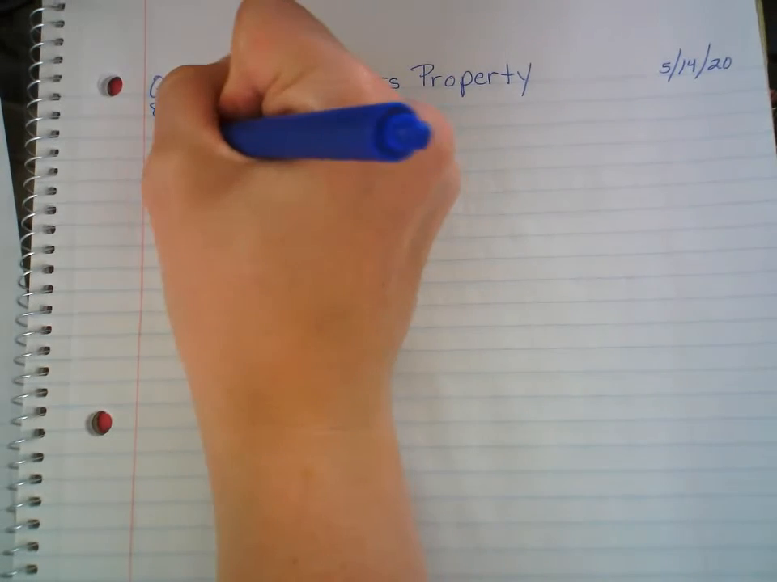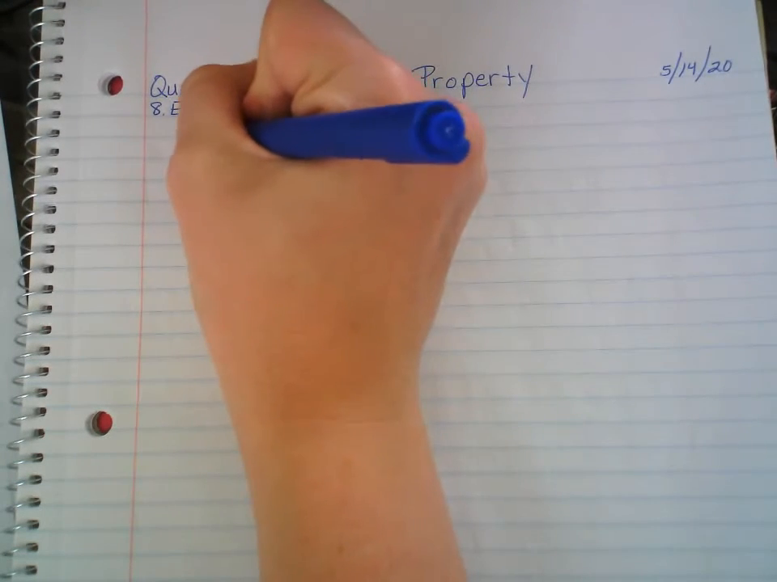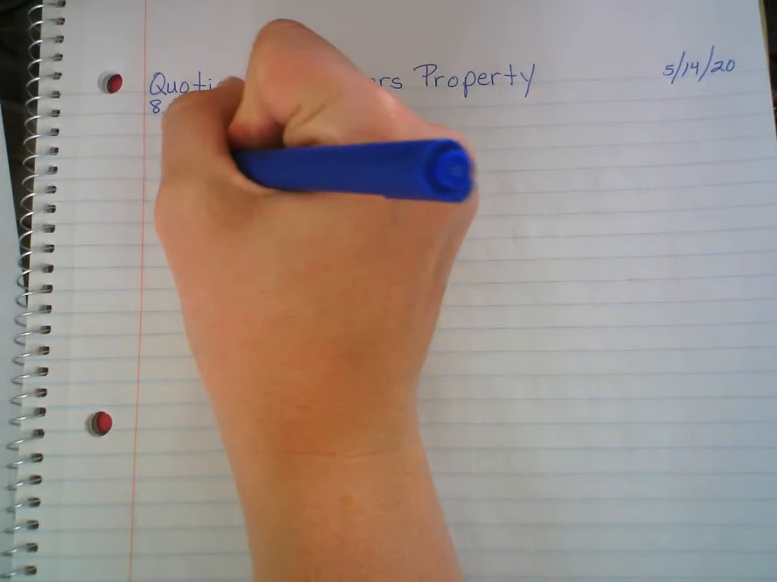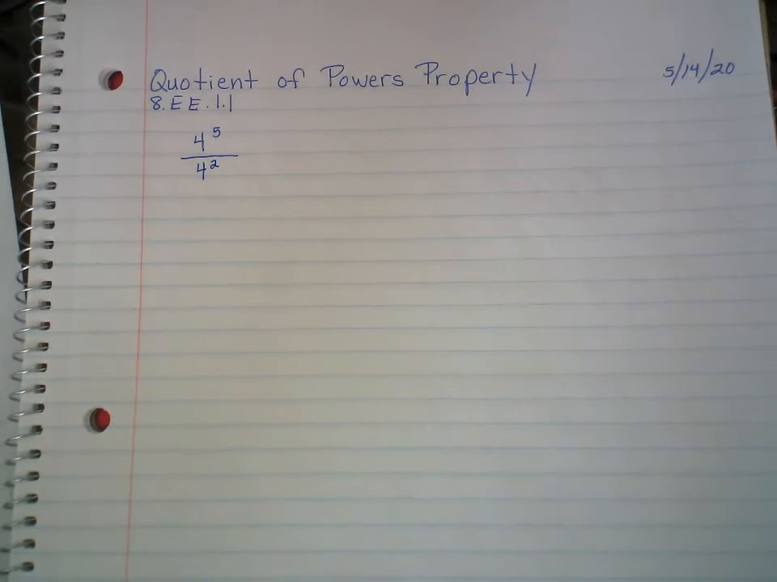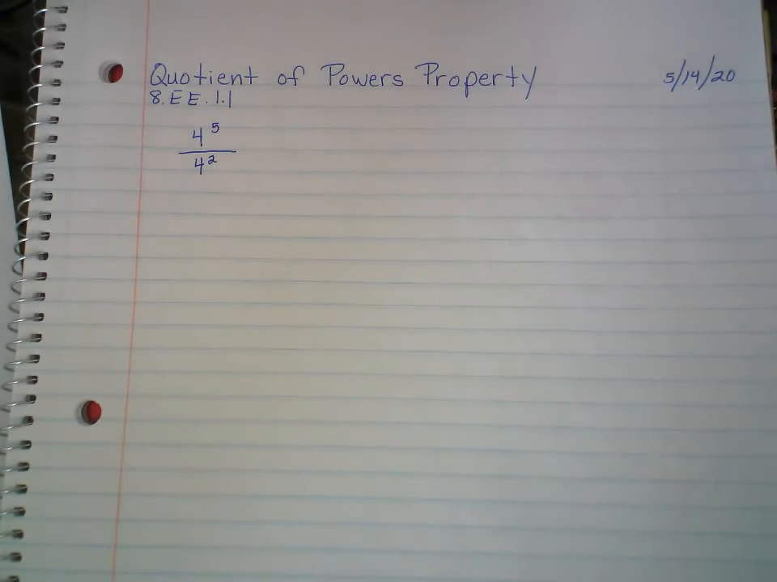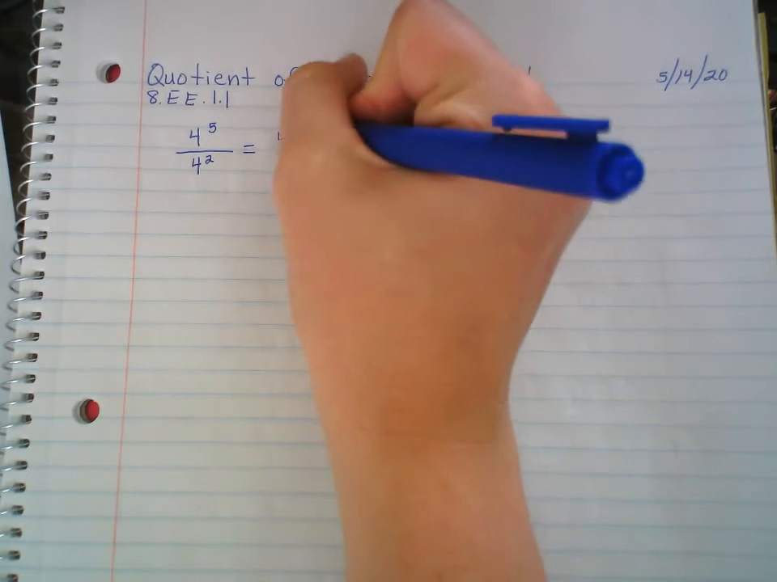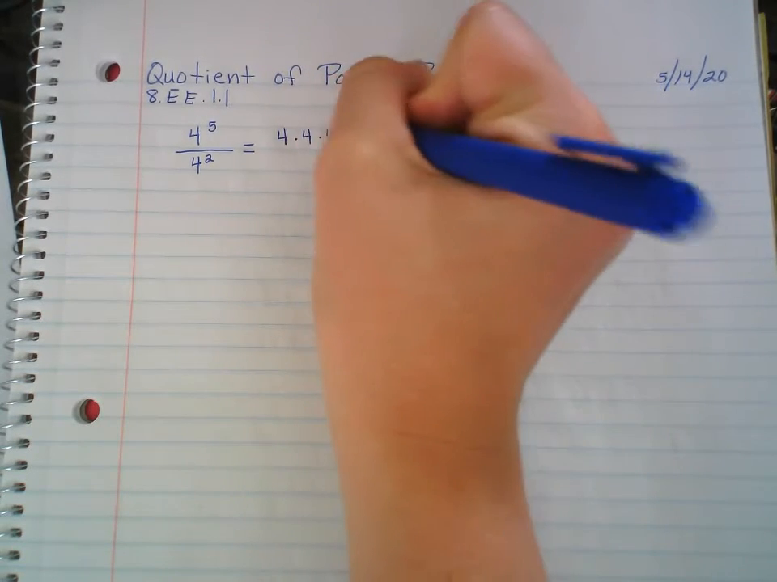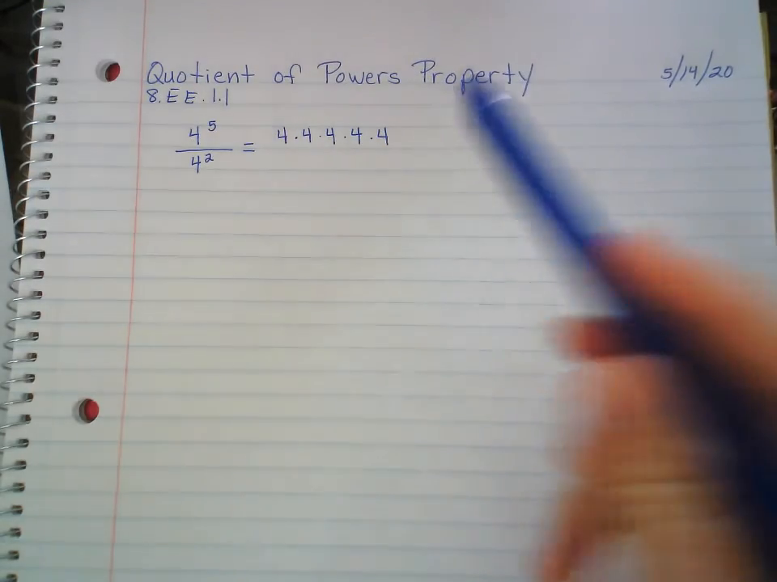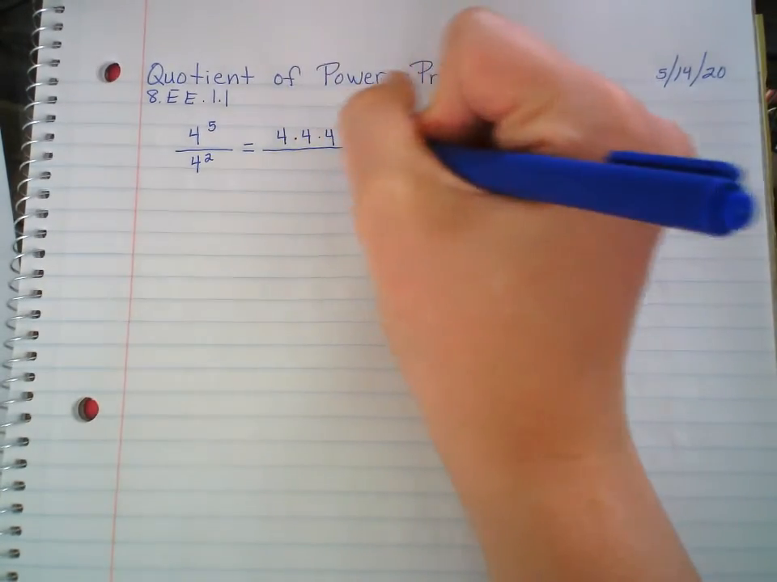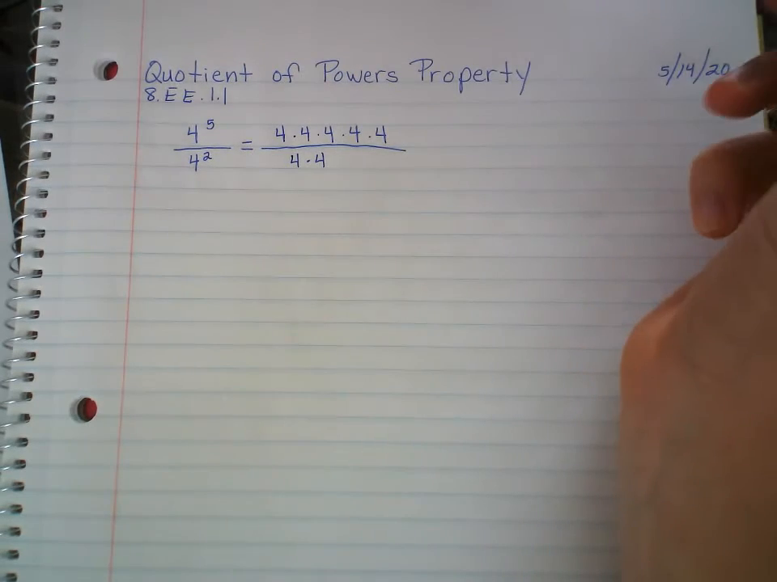Okay, so in this lesson, page 72, let's say we had 4 to the 5th divided by 4 to the 2nd. Okay? So 4 to the 5th, let's think about it. Let's expand it. That's just 4 times itself 5 times: 4 times 4 times 4 times 4 times 4, divided by 4 times itself 2 times, 4 squared.